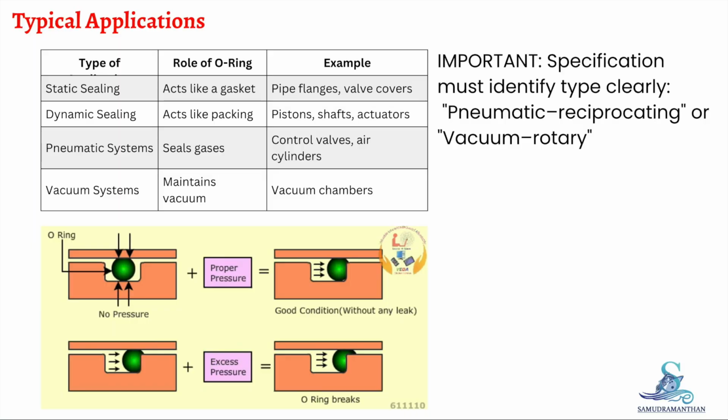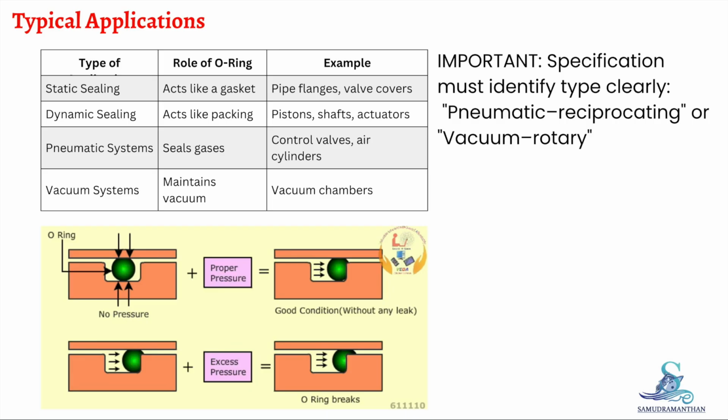O-rings are used in a wide range of engineering systems. Let us understand some applications. In static sealing, the O-ring acts like a gasket, like in pipe flanges and valve covers. In dynamic sealing, it acts like a packing, like in pistons, shafts, and actuators. In pneumatic systems, it seals gases, like in control valves and air cylinders. And in vacuum systems, it maintains vacuum in vacuum chambers.